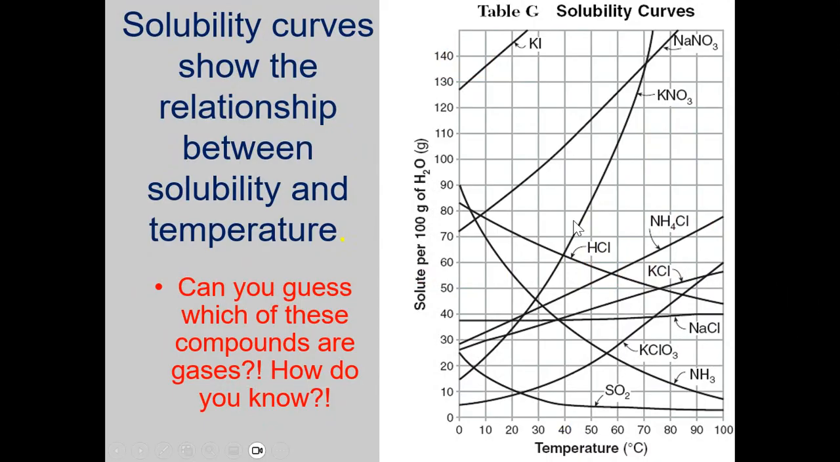Notice what we have here. The line represents a saturated solution. And for each compound, you see there are different compounds associated with each line. Now, how do we read this? Well, if I were to take this compound here, potassium nitrate, and I were to say at 60 degrees, I could dissolve 105 grams of potassium nitrate into 100 grams of water. That's at 60 degrees.